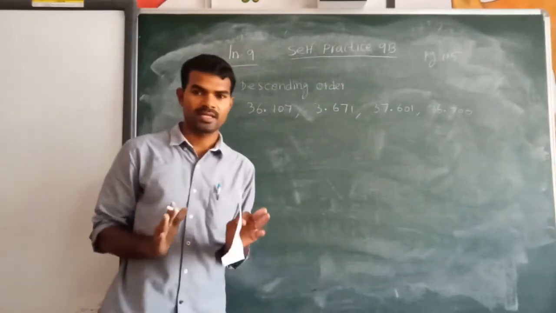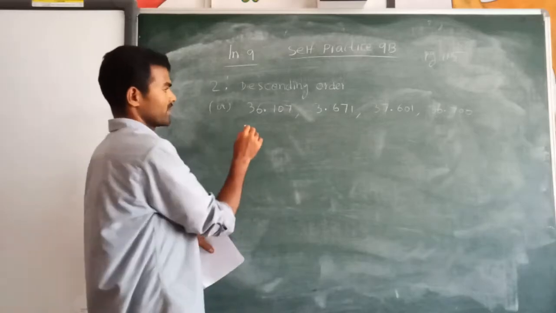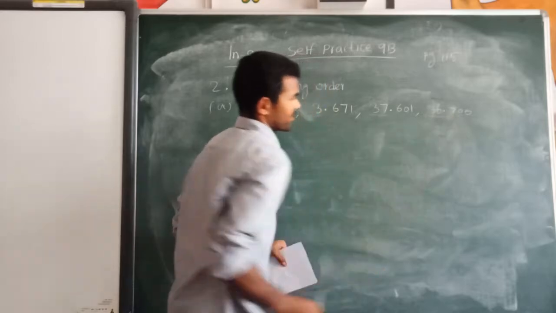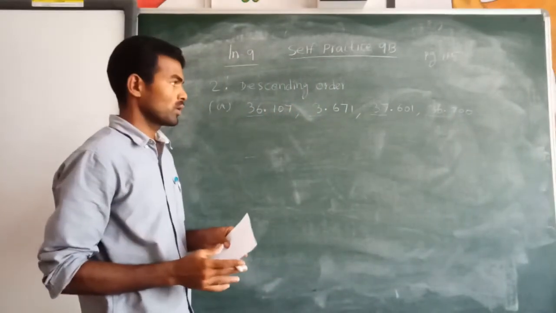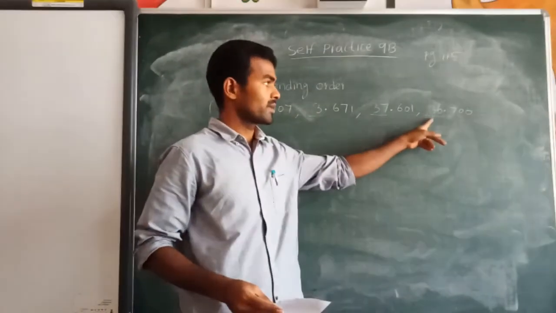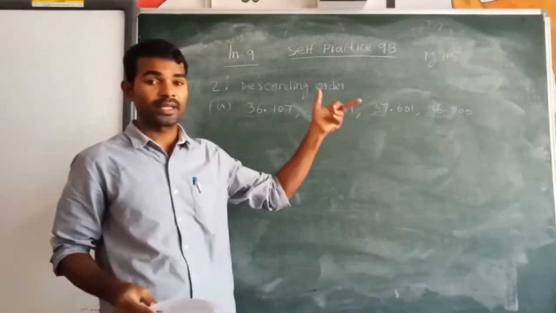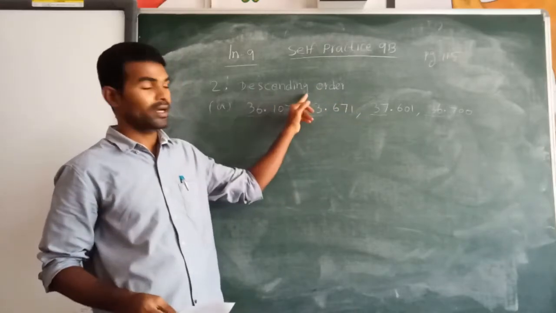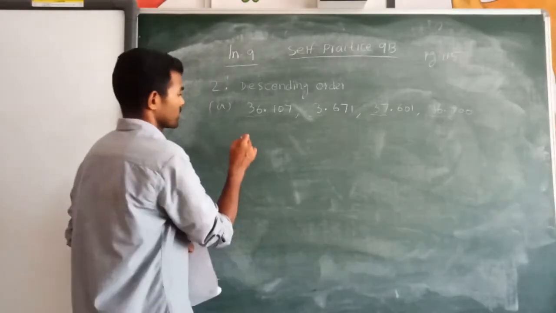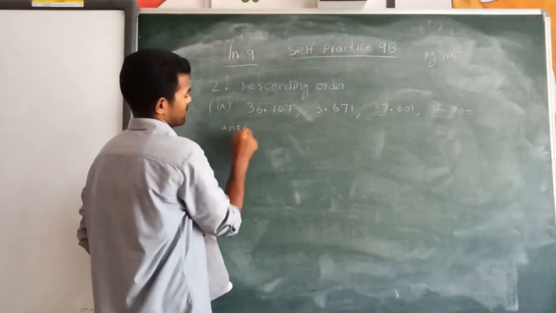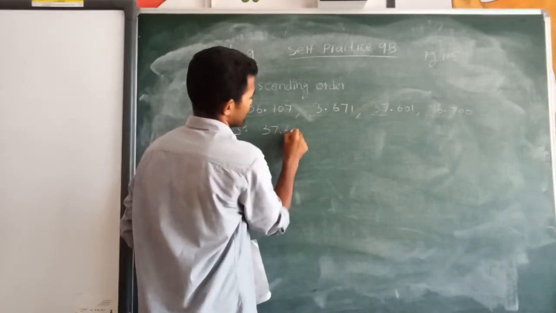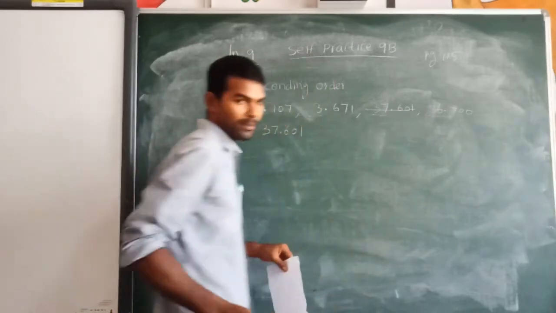So first, when we are comparing, first compare the whole number: 36, 3, 37, 36. Compare the whole number. So here you can see 3 is small, and next 36, 36, and here is 37. Which is the biggest number here? Descending order, greater to smaller. The greater number is 37. So the first answer is 37.601. So you have written one number.